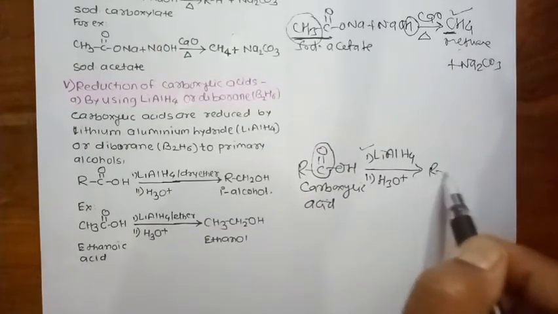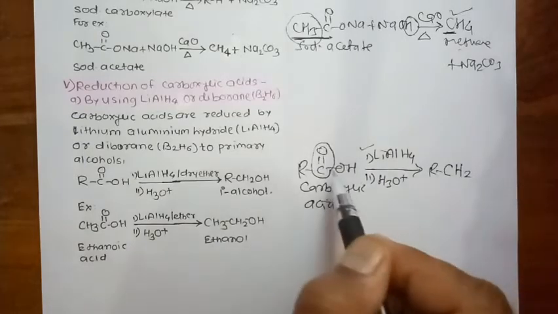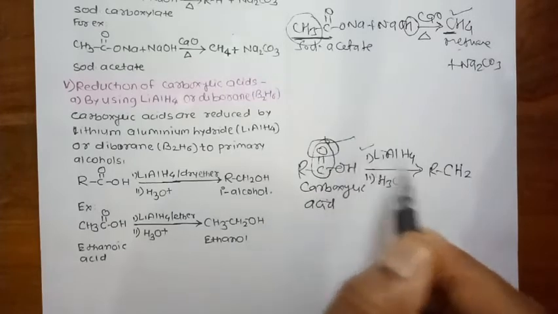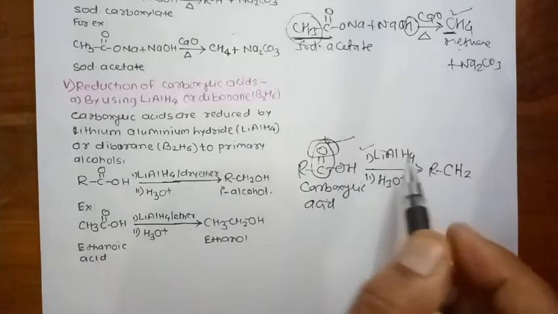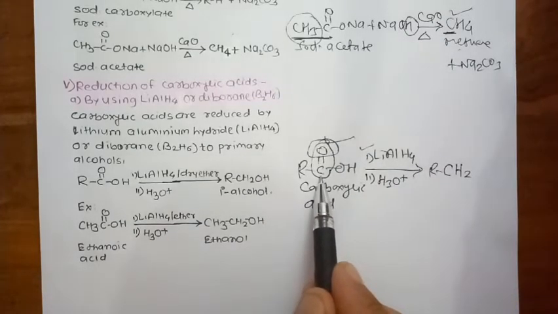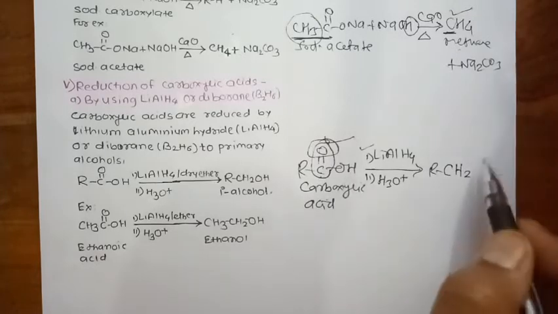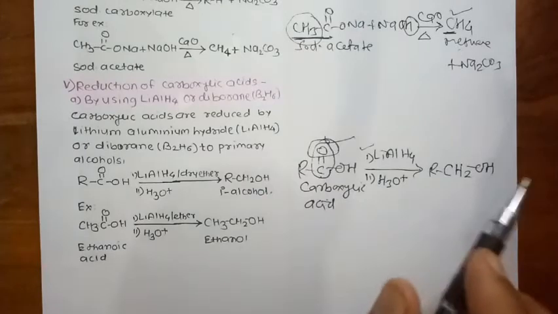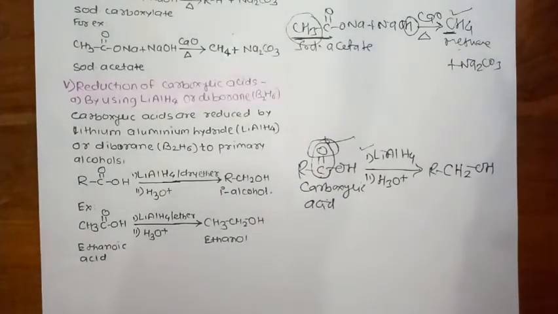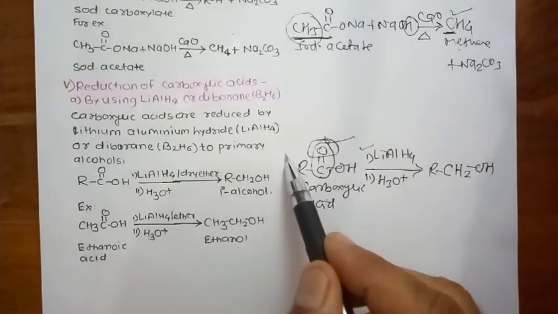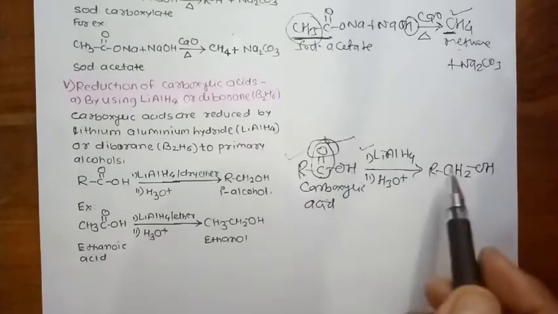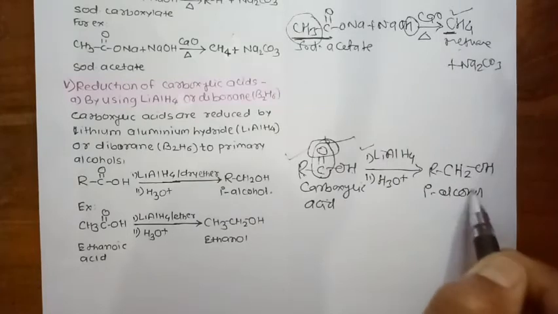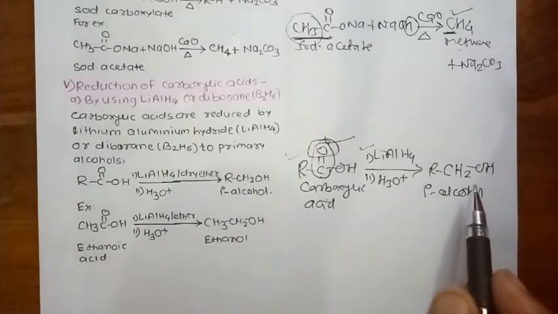Here it gives RCH2, this oxygen is removed, and two hydrogen atoms are bonded to this carbon atom, and it gives RCH2OH plus H2O. But there is no need to write the balanced reaction. We can write the same reaction like this: RC double bond OH is converted into RCH2OH. It is a primary alcohol, 1 degree alcohol.